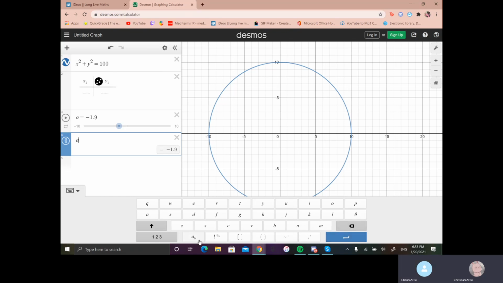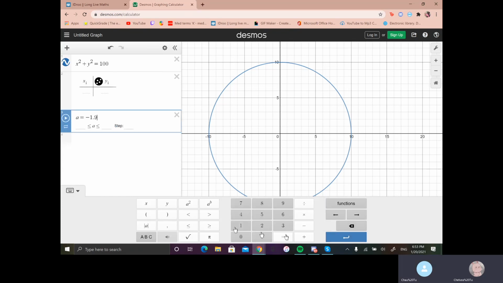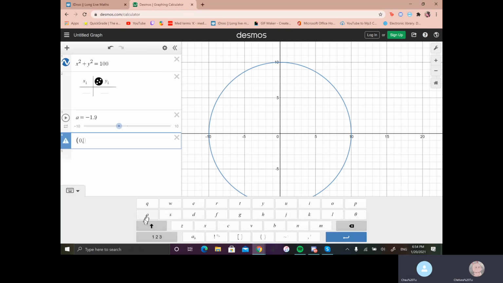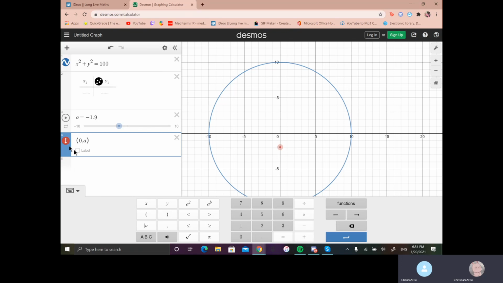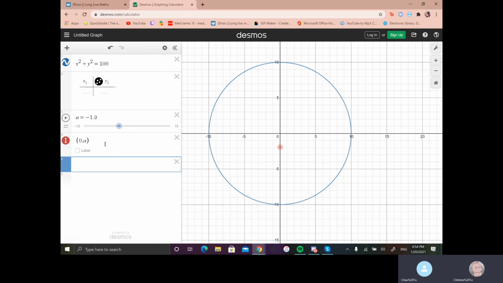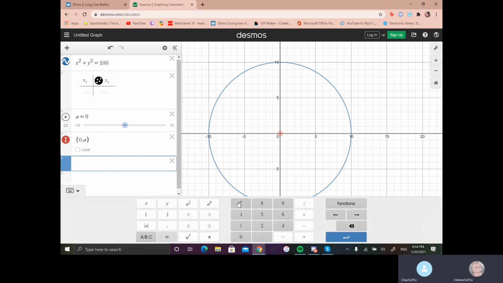Bracket, 0, comma, A. So 0 is the x coordinate, and A is the y. And then you can slide A back and forth, right? So that's going to be our A. Now for a given A, I need to know the point that we worked out earlier.